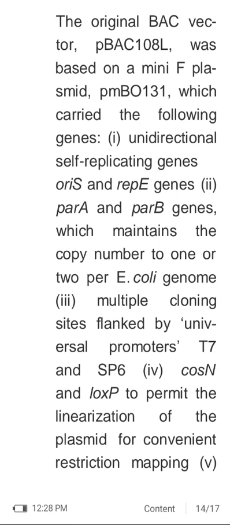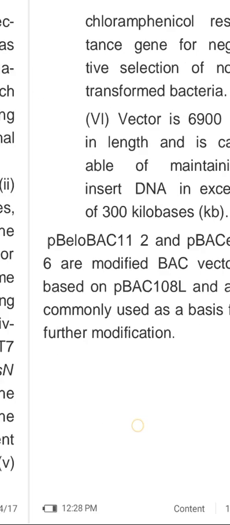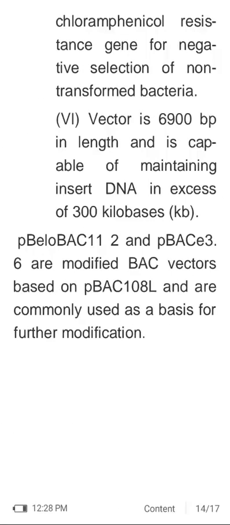Multiple cloning sites flanked by universal promoters T7 and SP6, cosN and loxP to permit the linearization of the plasmid for convenient restriction mapping. Chloramphenicol resistance genes for negative selection of non-transformed bacteria. The vector is 6,900 base pairs in length and is capable of maintaining insert DNA in excess of 300 kilobases.